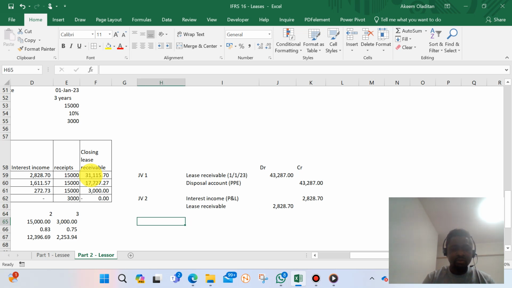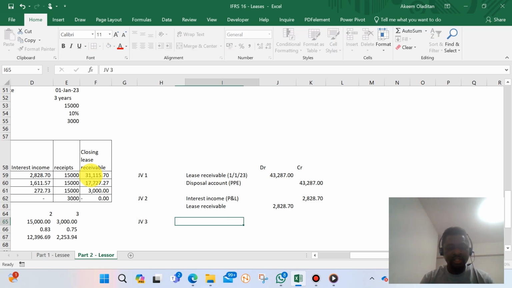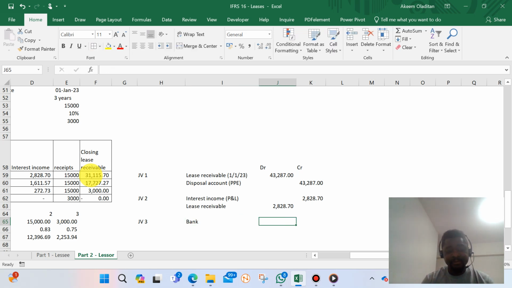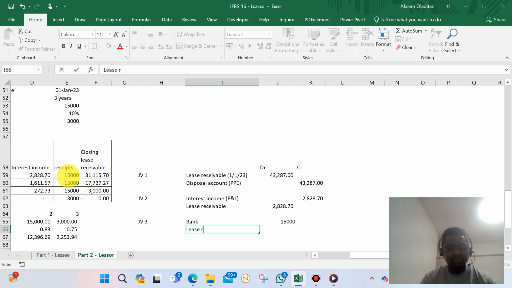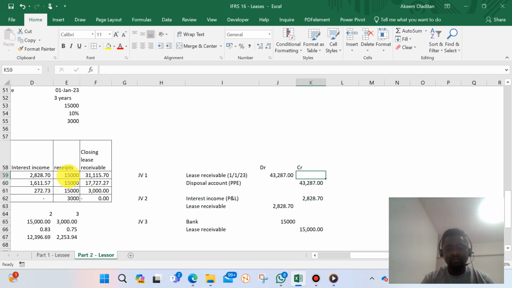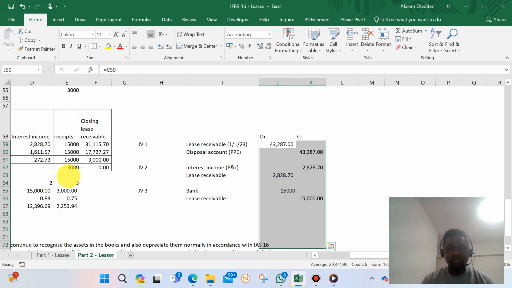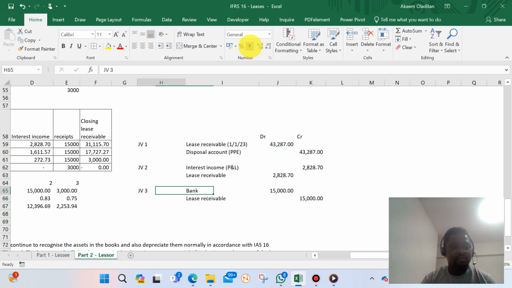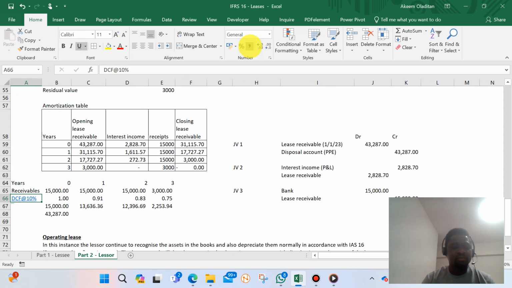And the next journal will be JV3, which will be the payment that we receive. So when you receive payment, you debit bank for 15,000 and we credit lease receivable for that 15,000. So that's the treatment for the first year, and we'll continue that same treatment till the end of year 3.